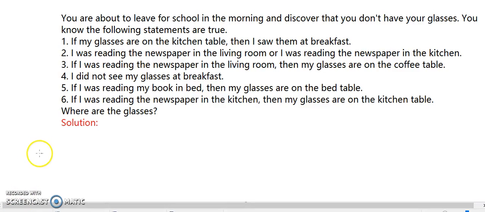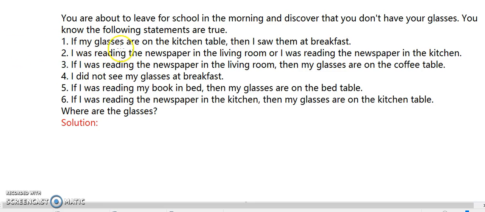Here is an example that we can solve using what we have learned, such as modus tollens, modus ponens, and others to solve the problem. You are about to leave for school in the morning and discover that you don't have your glasses. You know the following statements are true. So these are the things that we know.